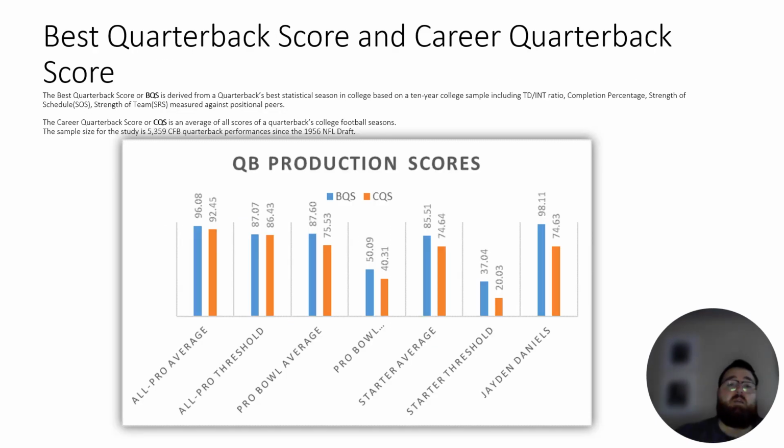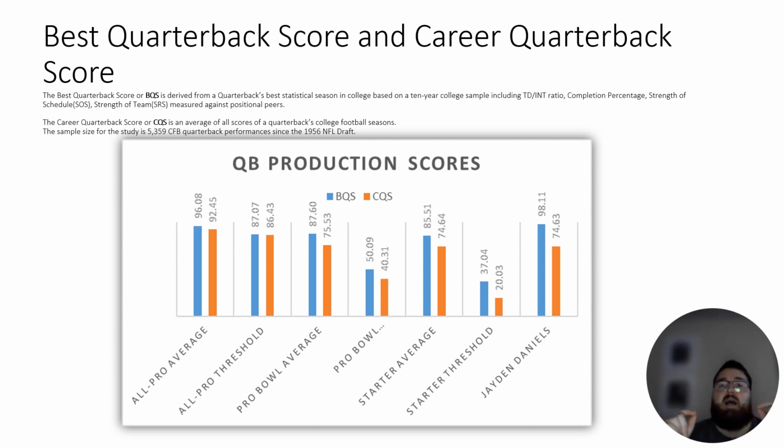Now, moving to the best quarterback score in career quarterback score, this is where Jayden Daniels kind of falls off a little bit. The best quarterback score, or BQS, is derived from a quarterback's best statistical season in college based on a 10-year sample, including the touchdown to interception ratio, the completion percentage, the strength of schedule, strength of team against positional peers. Now, the reason why I did a 10-year sample for this is because I compare the overall score, what they do in a 10-year sample, against every single quarterback since the 1956 NFL draft class.